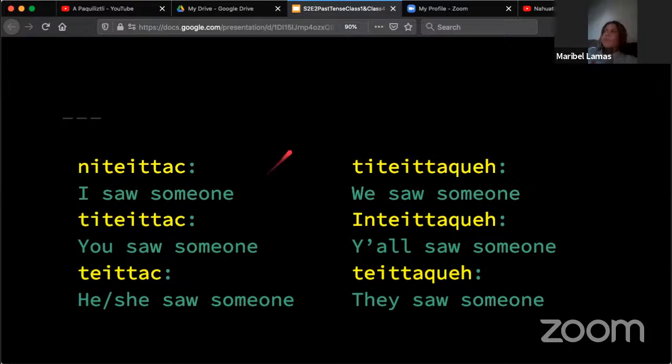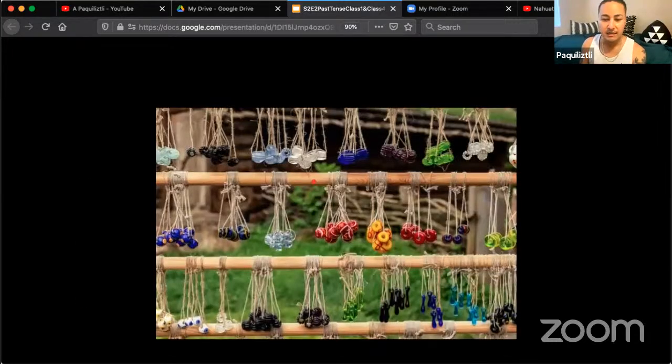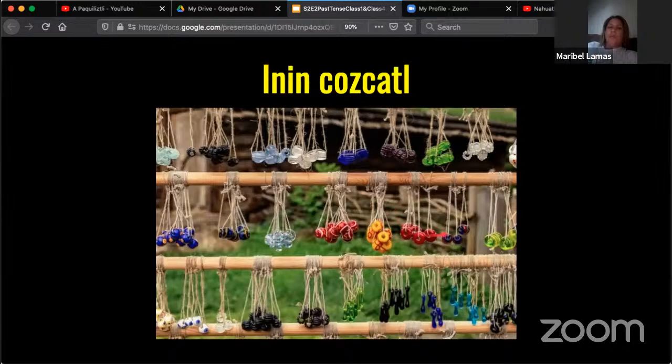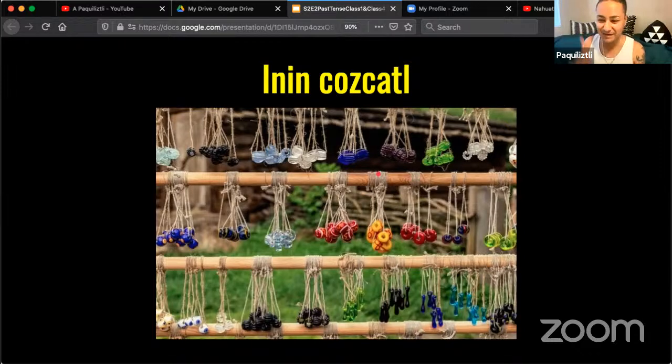All right, so now I'm going to give you some new verbs that are also class 1 verbs, and hopefully you can convert them. Okay? So, inin koskat, koskat. Okay? Inin koskat.